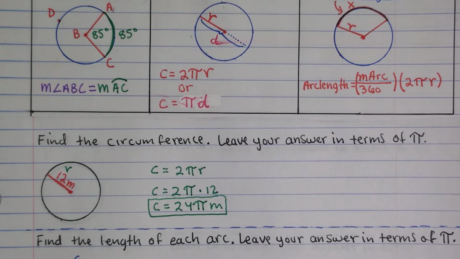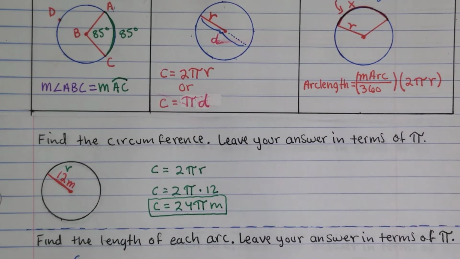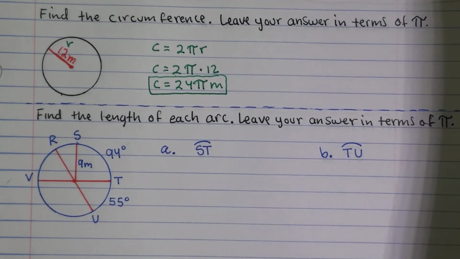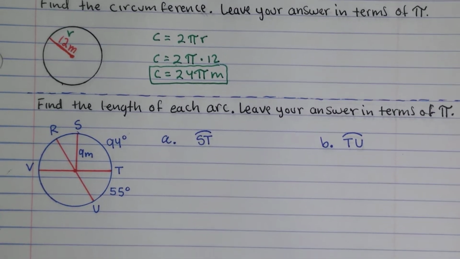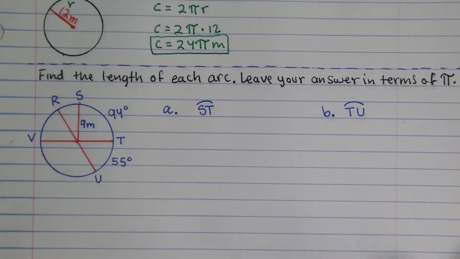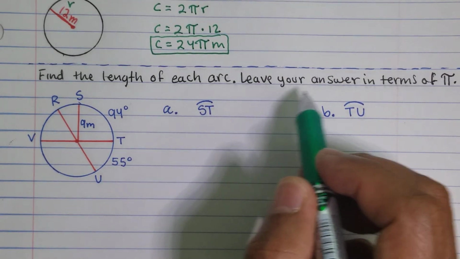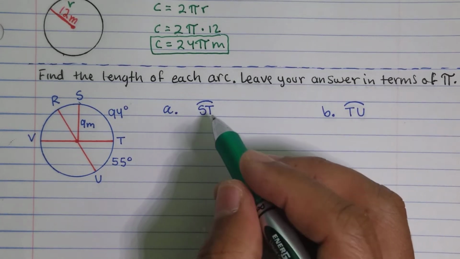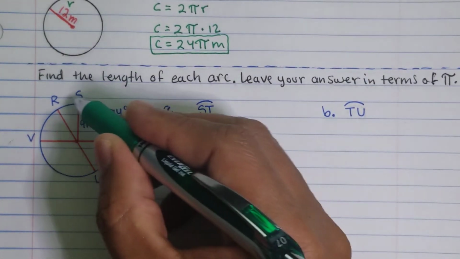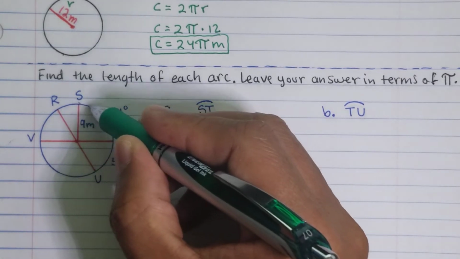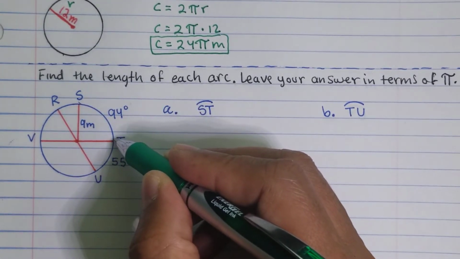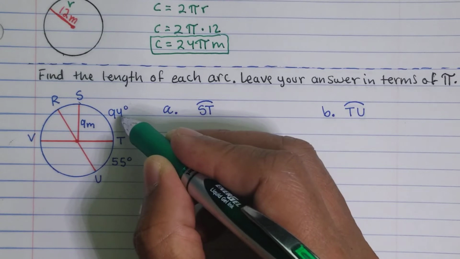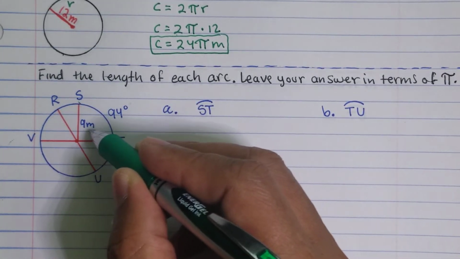The next two examples have to do with finding the arc length of the given arcs. For the first example, notice they want us to find the length of each arc and leave your answer in terms of pi. So arc ST. For this one here, we're looking at this arc. The measure of the arc is 94 degrees, but the length is what we're trying to find. So don't get confused between the measure of the arc and the length of the arc. Measure is going to be in degrees, length is going to be in whatever units. In this case, it will be meters.